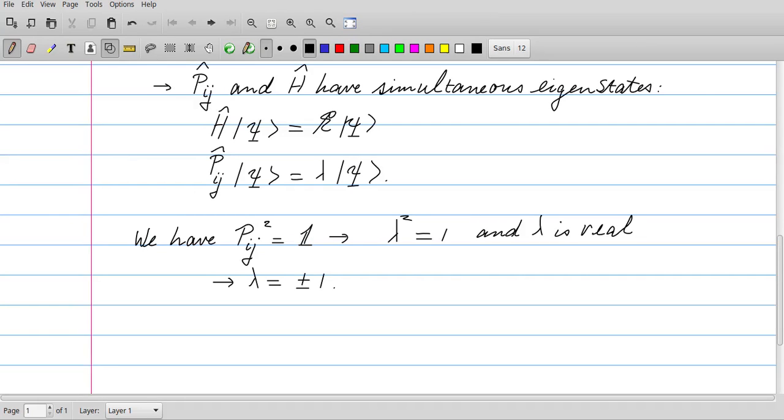And we have the following property for Pij. If we apply it twice, we exchange i and j twice, so nothing changes in that case, and we are back at the unit operator. We haven't done anything if we exchange twice.